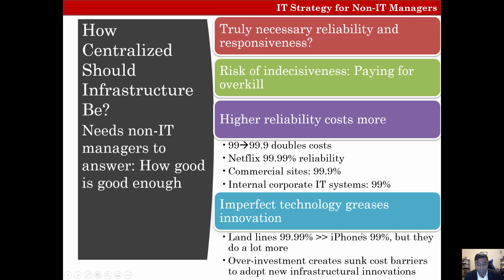Also realize that imperfect technology greases innovation. Contrast your smartphones to landlines. Smartphones are about 99% reliable, whereas landlines were 99.99%, but smartphones can do more. Overinvestment creates sunk-cost barriers to adopting new infrastructure innovations. So realize that that's important.